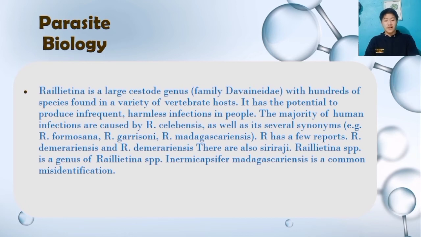Examples given are R. formosana, R. garrisoni, and R. madagascariensis. So, R. demerariensis. There is also R. siriraji. Raillietina spp. is a genus of Raillietina. R. madagascariensis is a common misidentification.